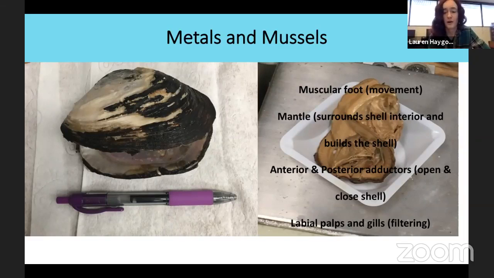And labial palps and gills that they use for filtering, so they can take in the water and filter out what they don't want. And that gives us total metal accumulation if we study the tissue. That's all the metals they've accumulated in their entire lifespan.